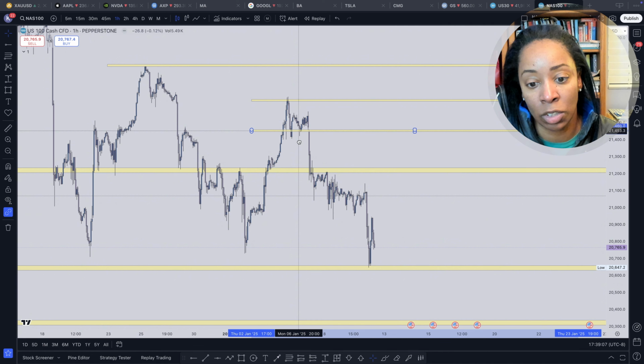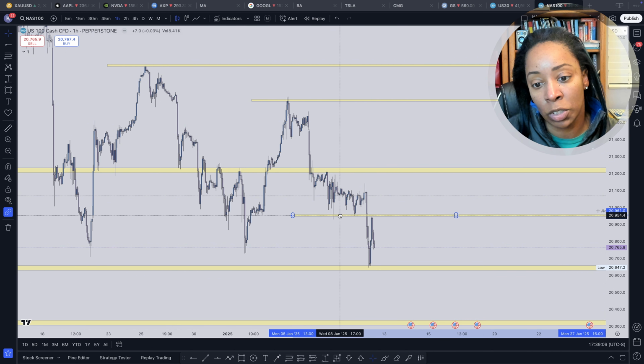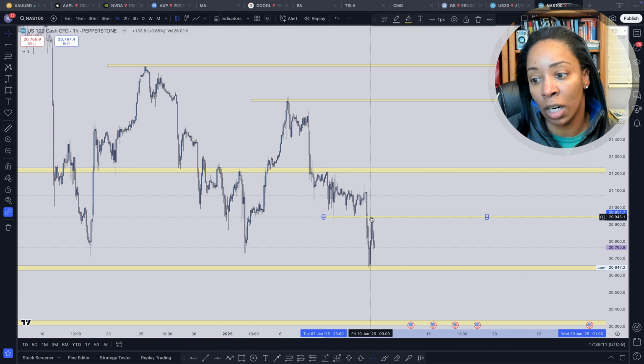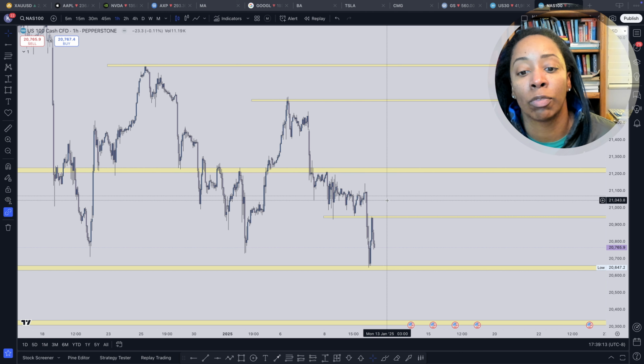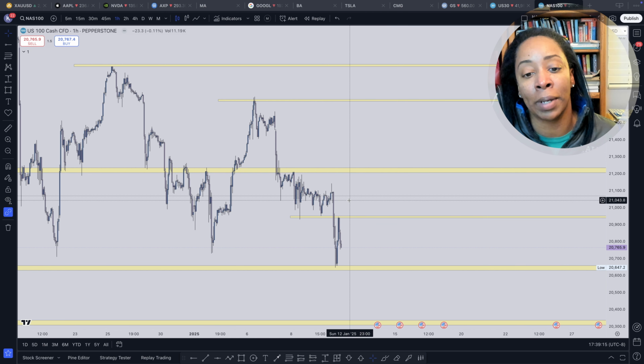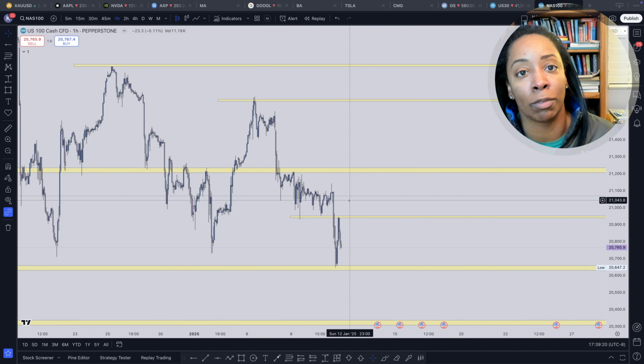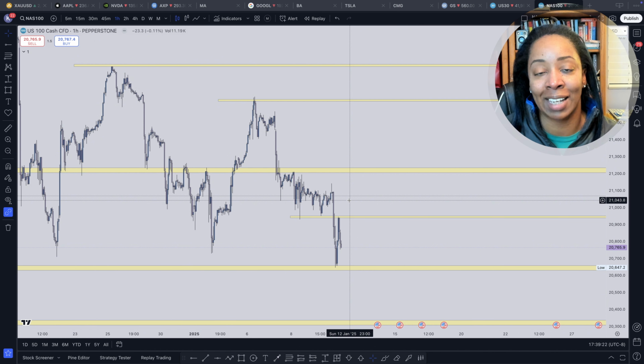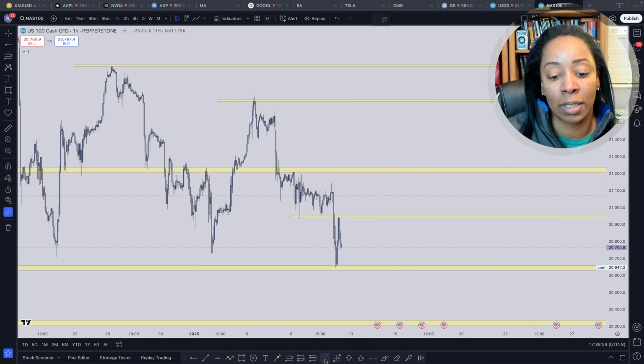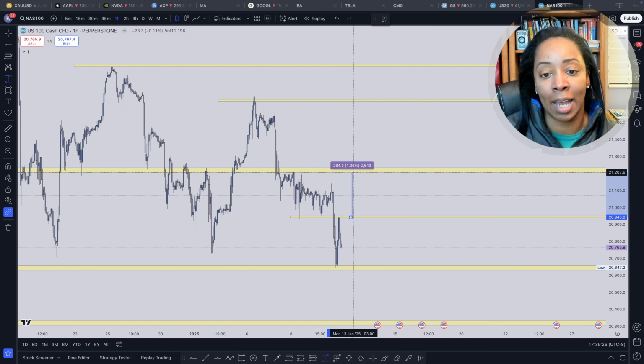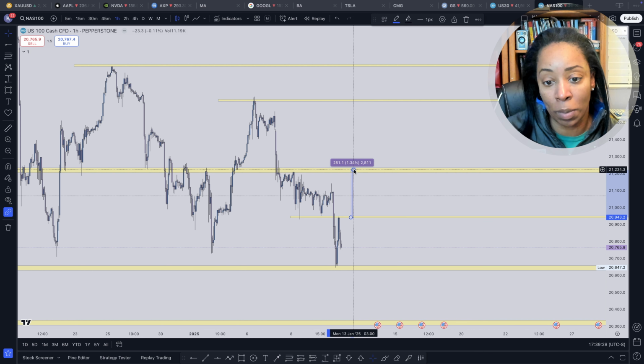So let me go ahead and just clone that. And I'm going to create a level right here at 20,945 just to break up the zone a little bit. And if you see other levels on your chart that you want to mark off or break up, then feel free to do that. This is just how I like to do it on my chart. So now we can see that the zone is basically split in half, and this is looking so much better.